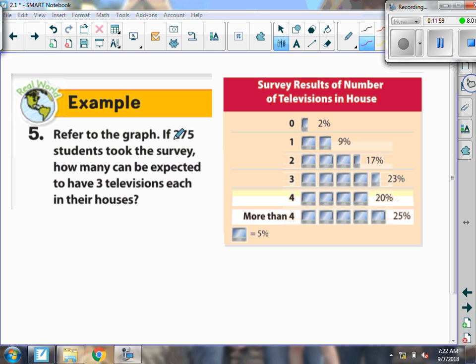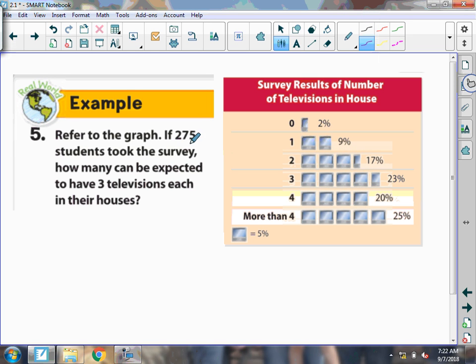So, if there's 275 students, I'm going to multiply that by my percentage that has 3 televisions. So there's the number of televisions, here's 3. 23% have 3 televisions. I'm going to multiply 23% times 275. So I can move my decimal 2 places to the left. So it'll be 0.23.